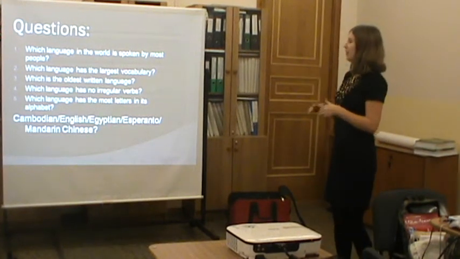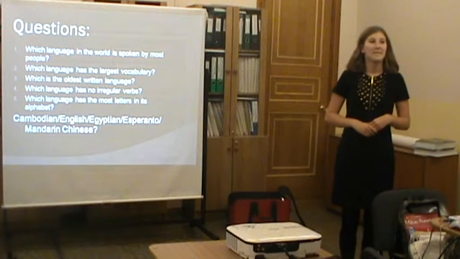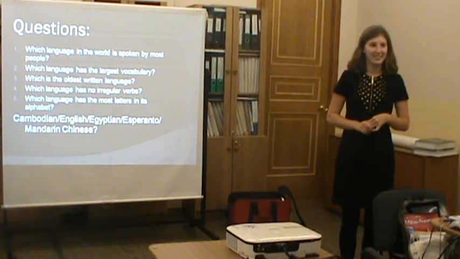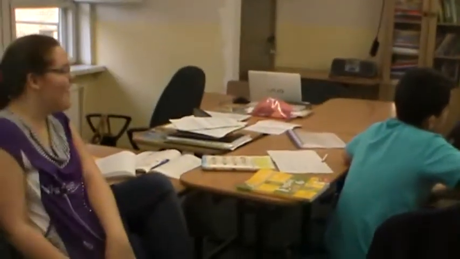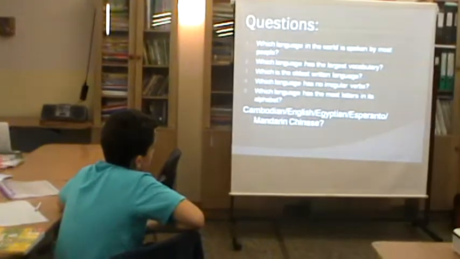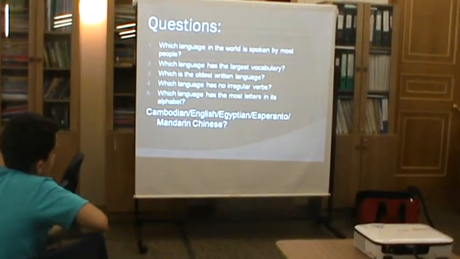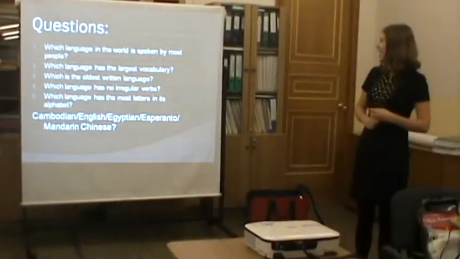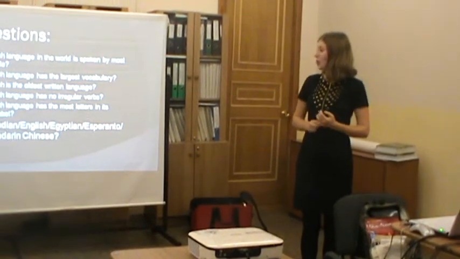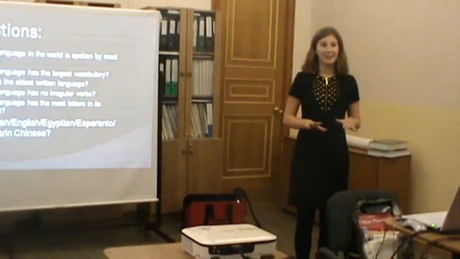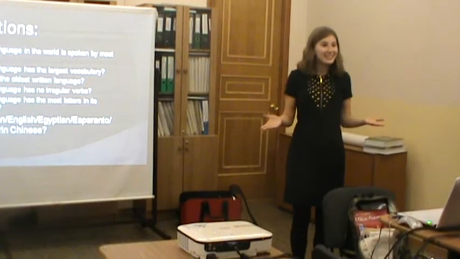And which language has the largest vocabulary? Maybe English? Yeah, it's English, right? And which is the oldest written language? Yeah, this is right, Egyptian language. And which language has no irregular words at all? English? No, we have a lot of irregular words.